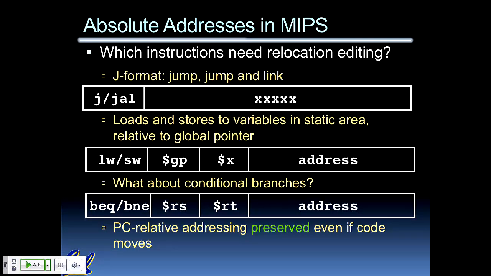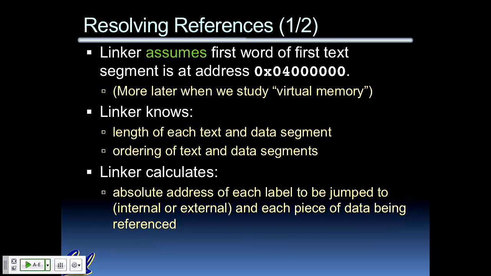Conditional branches are easy, like I said. They just don't move around. But these two things you have to fill in: the offsets from the global pointer, and the locations of the functions in the global address space. All right, so how does it do this?